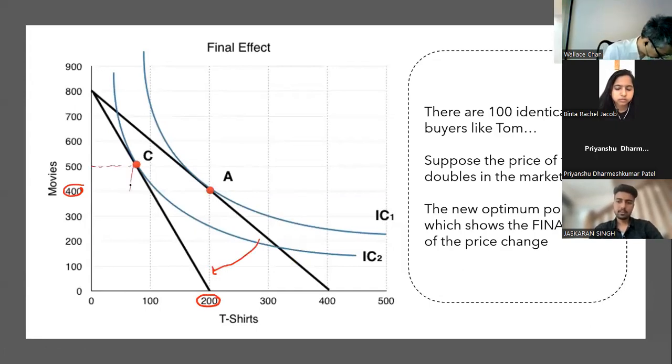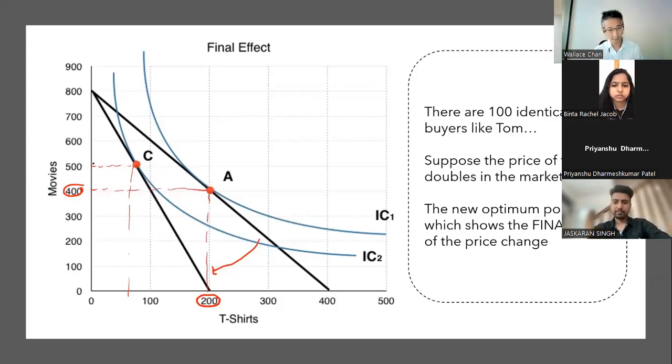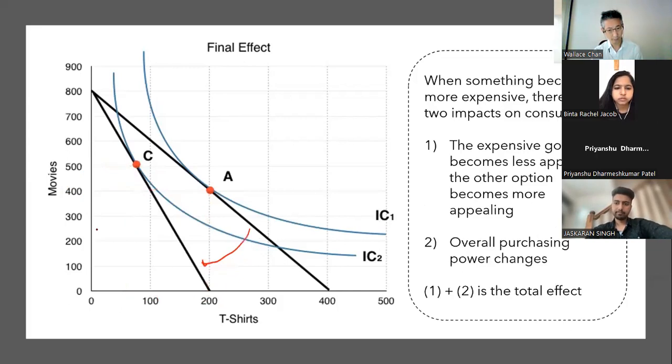Now notice what has happened in this new bundle. Previously in the market, people were buying 400 movies and 200 t-shirts, right? After the price change, people have changed their behavior because t-shirts have become more expensive, and they have now ended up here. You can see that at this new solution C, movies have actually gone up and t-shirts have actually decreased. So why does that happen?